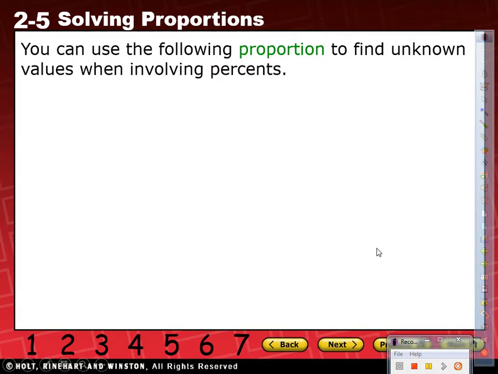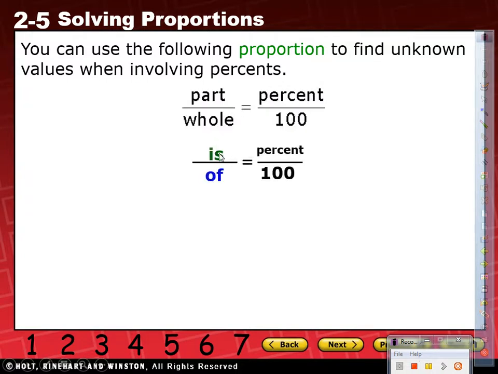Okay. This is what I need you to copy. Part over whole equals percent over 100. Also copy this. Is over of equals percent over 100. You're going to use these two for solving percent problems. But specifically, the one I want to focus on is the bottom one. Is over of equals percent over 100.